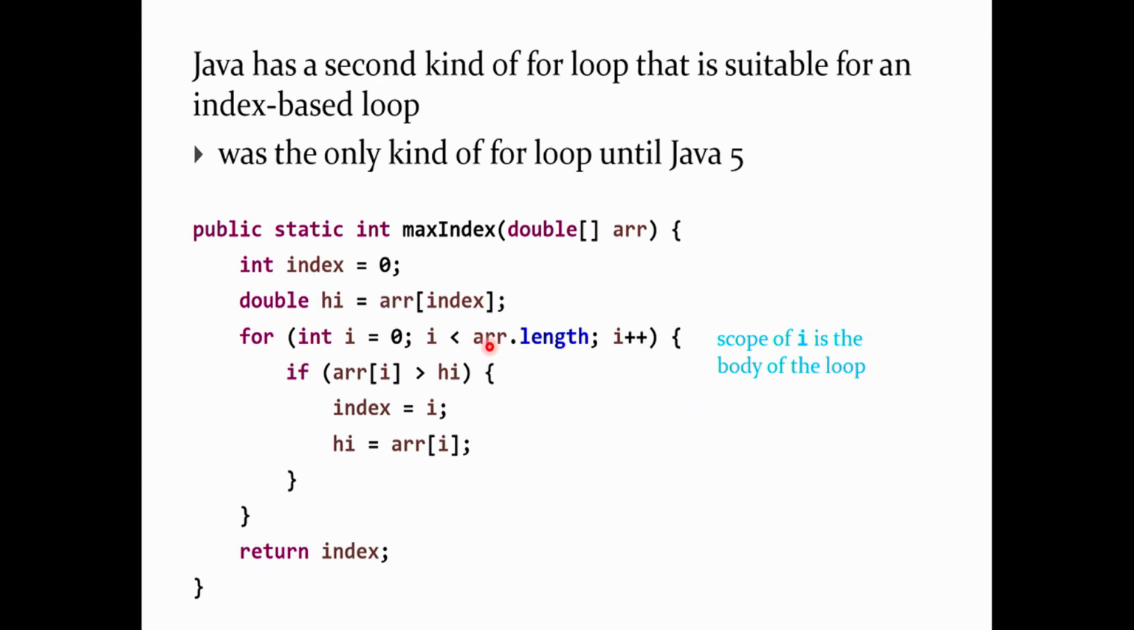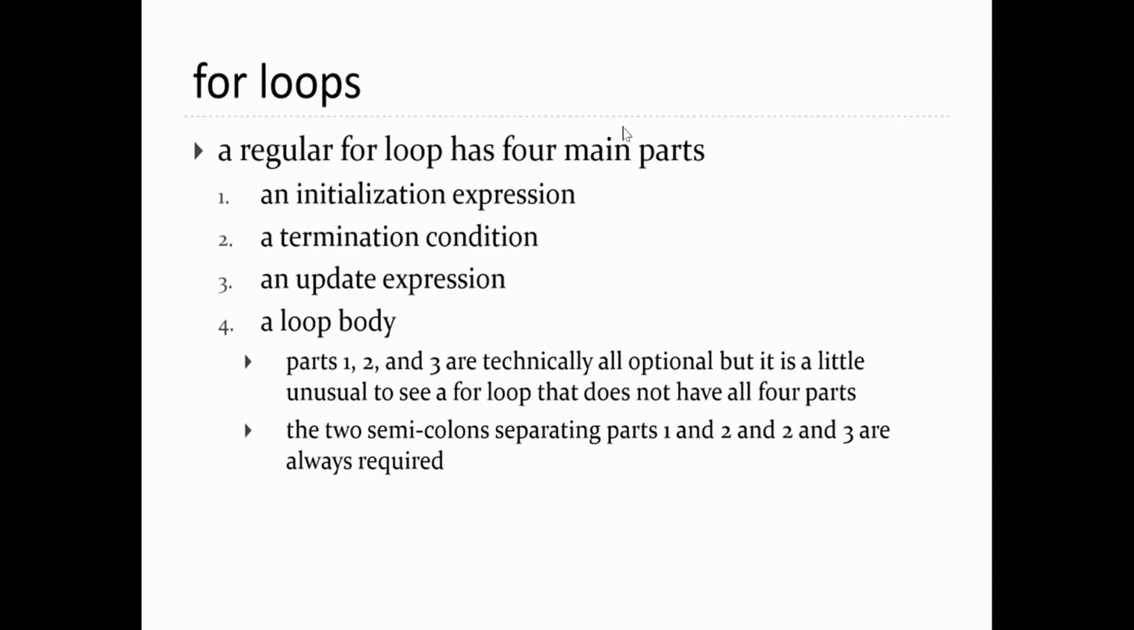This condition here gets checked before the loop body runs. So if your list is empty, then the length of the array is 0, and 0 is not less than 0, so the loop will never run. If your array was empty, though, accessing the first element there would cause an exception. So anyway, all right, a regular for loop in Java has 4 main parts.